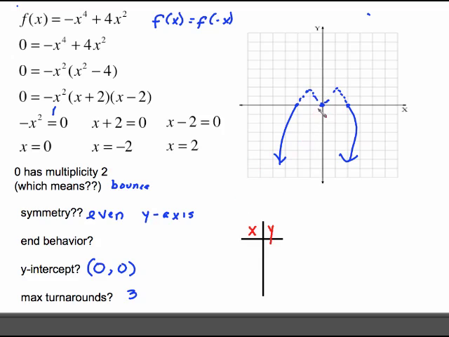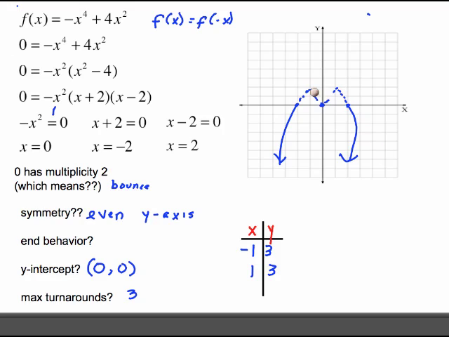So we're going to pick a number between 0 and negative 2, which is negative 1, and pick a number between 0 and positive 2, which is positive 1. Because this has y-axis symmetry, these numbers should be the same. When I plug negative 1 in, I get 3. And just to check, when I plug 1 in, I get 3. That just verifies that I really do have y-axis symmetry.